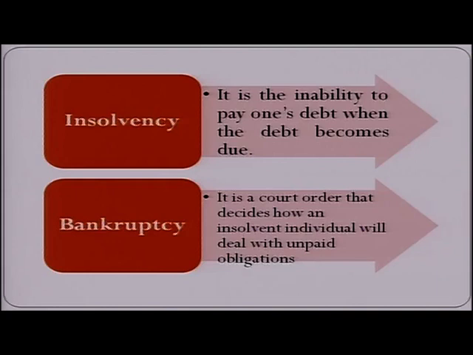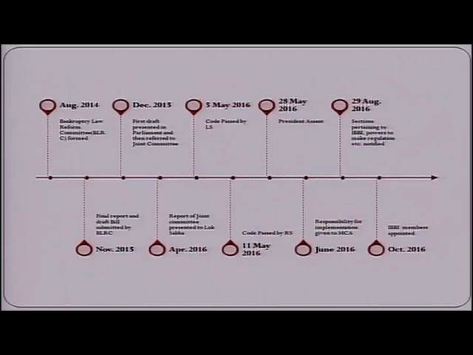Whereas bankruptcy, on the other hand, is essentially a court order under which a bankruptcy trustee is appointed, and it is the bankruptcy trustee who deals with the unpaid obligations of the insolvent individual. So the difference between insolvency and bankruptcy is that insolvency is in regard to corporate persons, whereas bankruptcy is in regard to individuals.